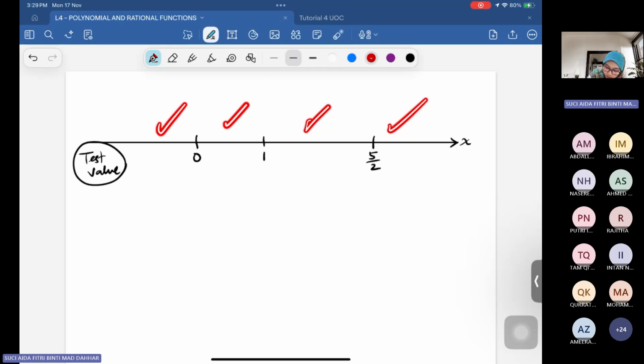So I'm going to pick, let's say, x equals to negative 1 in here. This is x equals to positive half. This is x equals to 2. I can pick 2 here. I can pick 3 or 4 here. Okay.